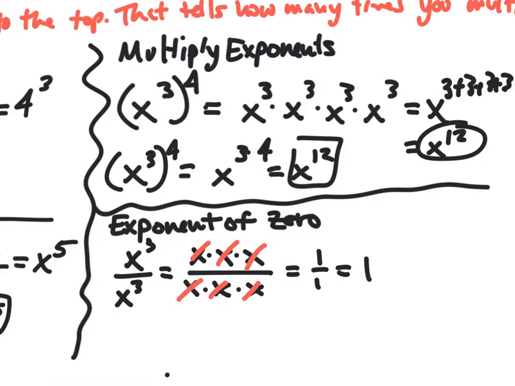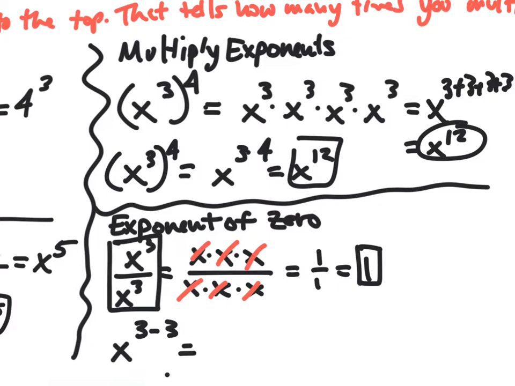The thing you have to realize is that if you take something and divide it by itself, you get the value of 1. But if I apply the subtraction rule to this, x cubed over x cubed is really x to the 3 minus 3 power, which is going to give me x to the 0. So what you have to conclude is that if you raise something to the 0 power, you always get 1.